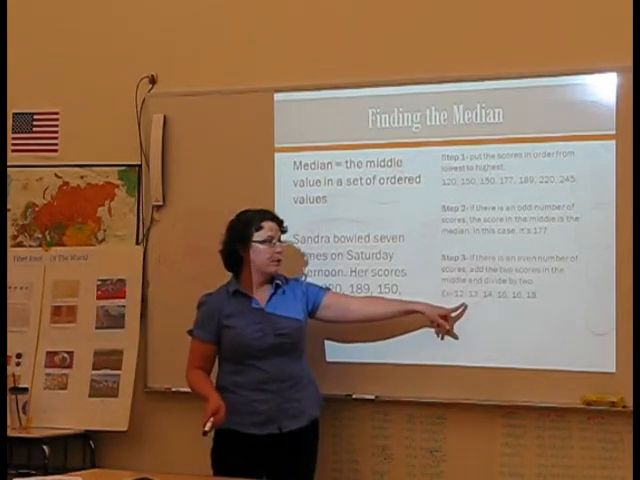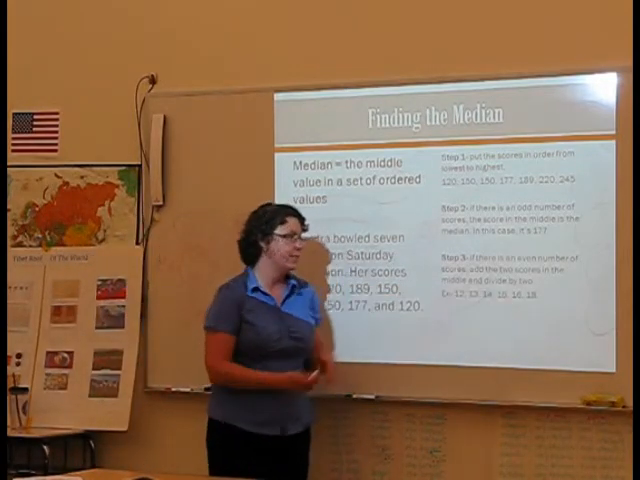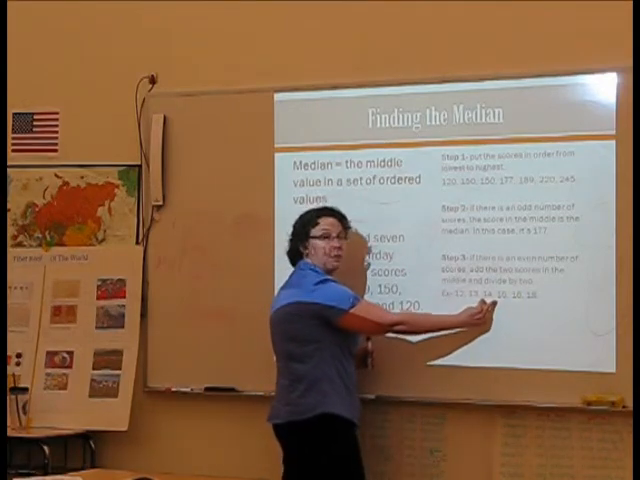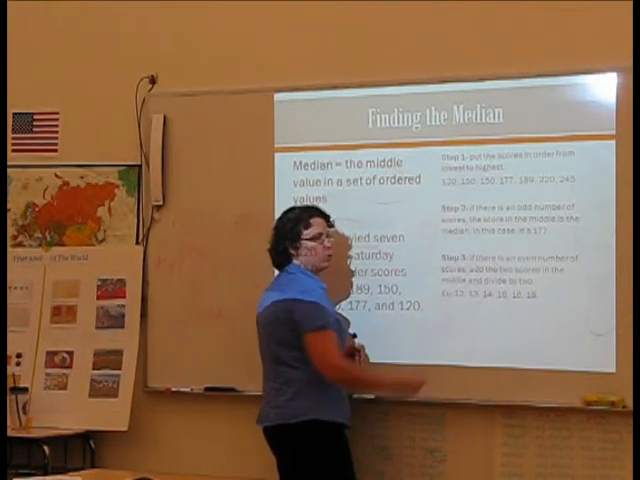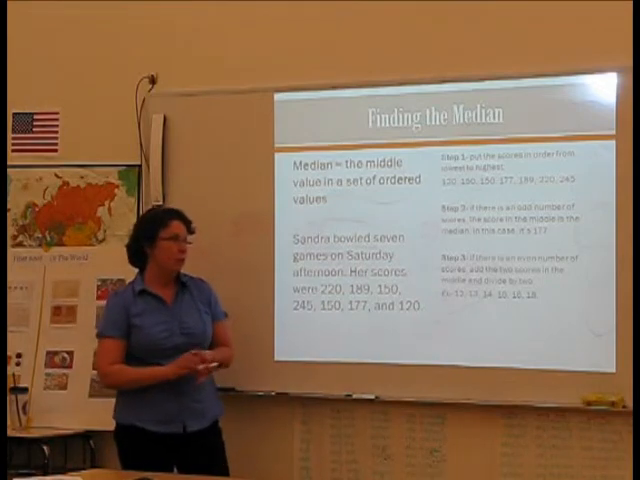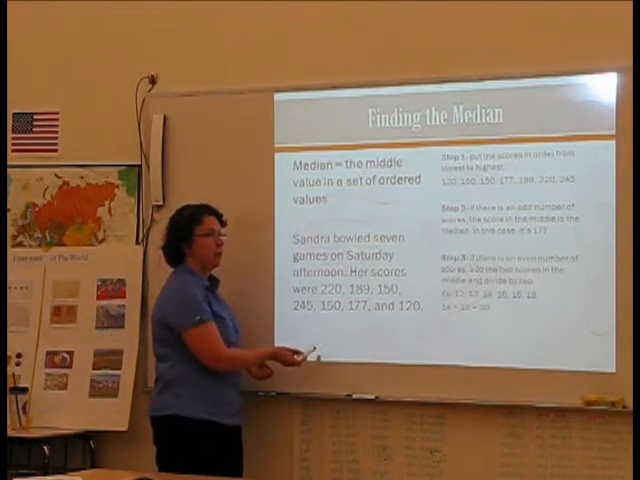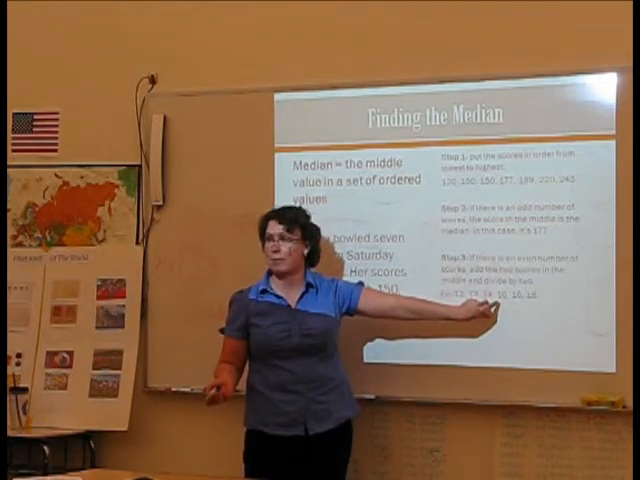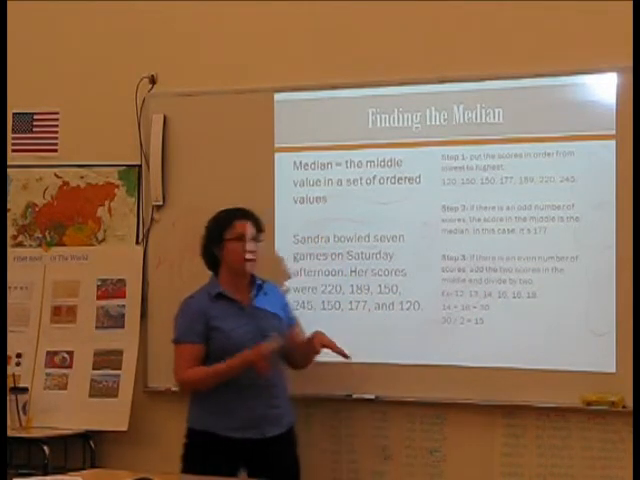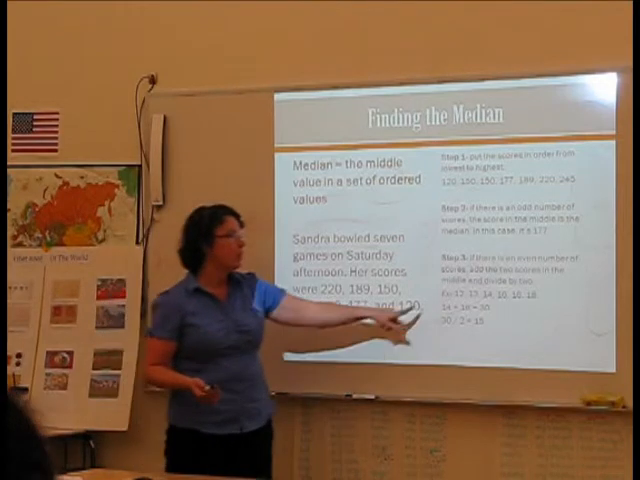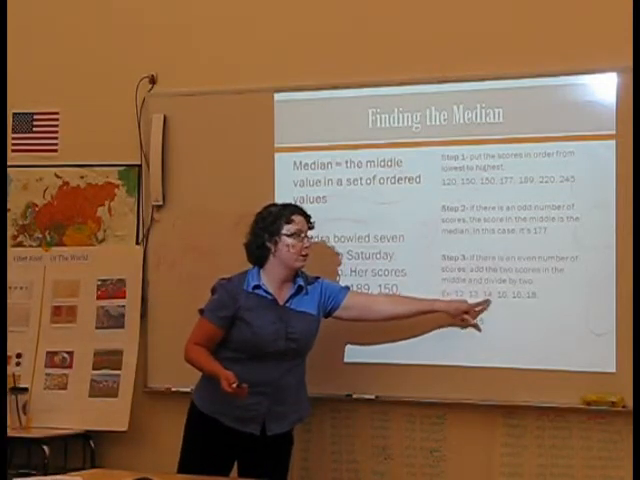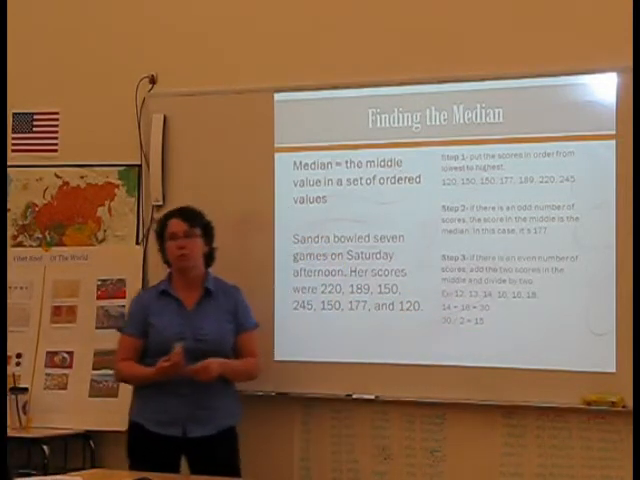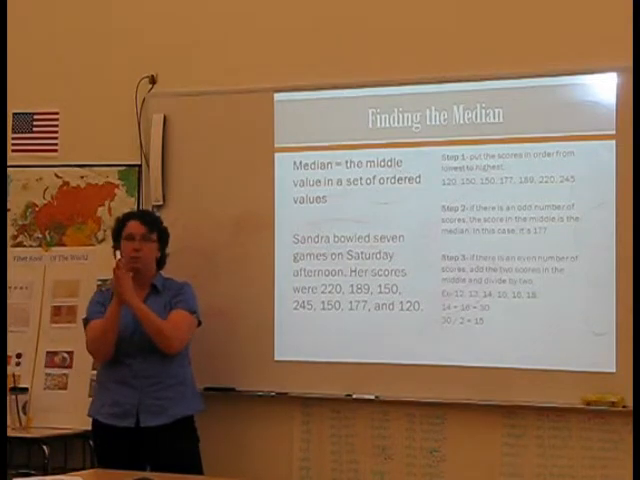For example, if we have 12, 13, 14, 16, 16, and 18, we've actually got two scores in the middle. You see what I mean? We have to average those two scores. When we average, we add them together and divide by 2. Probably you could look at those two and know 15's right smack dab in the middle, that's fine. But if you need to do the math, if it's more complicated numbers, add those two scores in the middle together and divide by 2. You're averaging the two in the middle to find the middle value, the median.